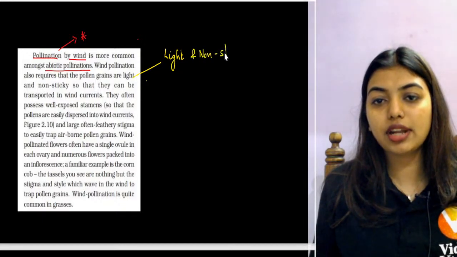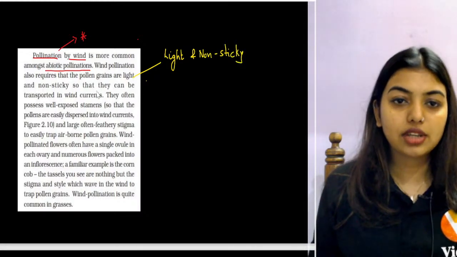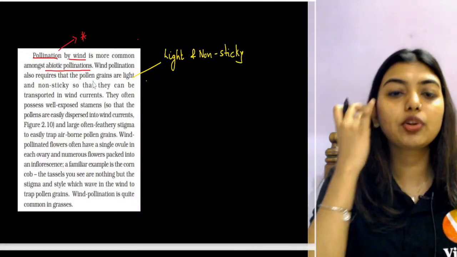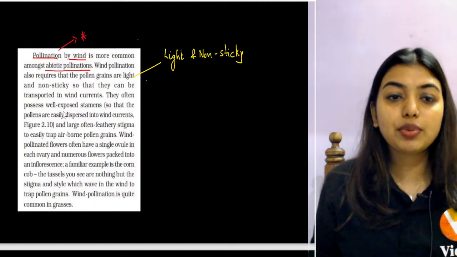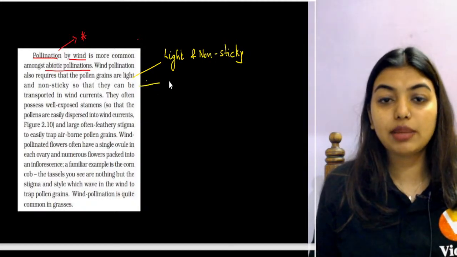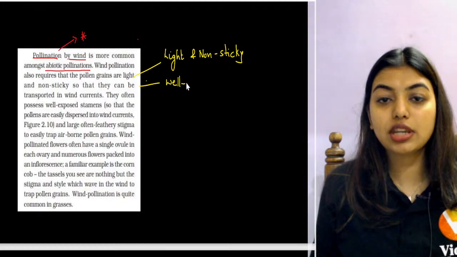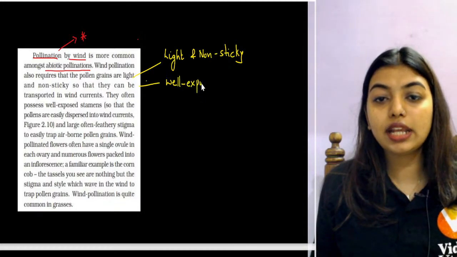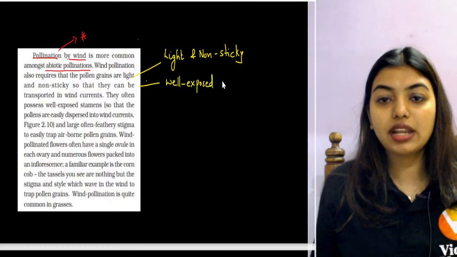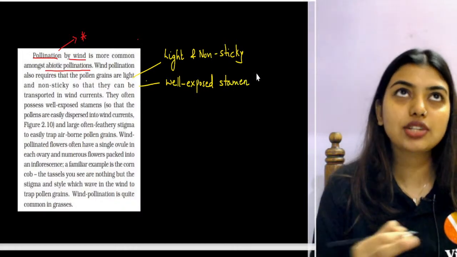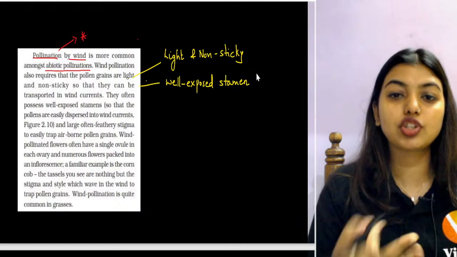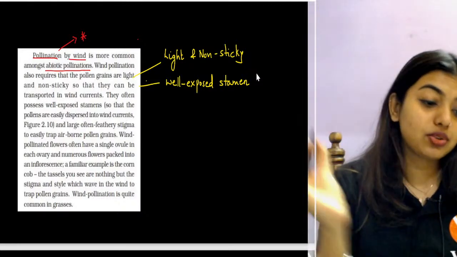So the first thing is the pollen has to be light and non-sticky, so that it can be transported in the wind currents. I'm just going to write the main words here so it'll be easy for you. They often possess well exposed stamens. Very important. If they do not have well exposed stamens, then the wind is not going to take the pollen grains. These are all general, you can just think of it. If wind has to take it, it has to be light, non-sticky, and they should have exposed stamens so it can get scattered.